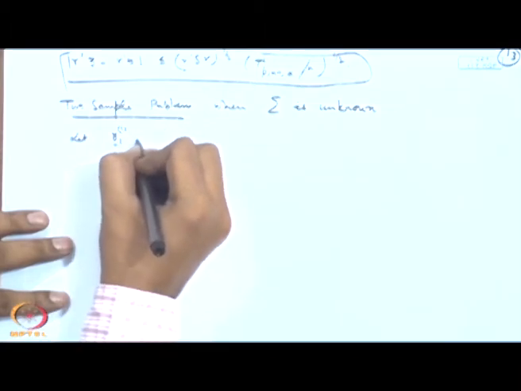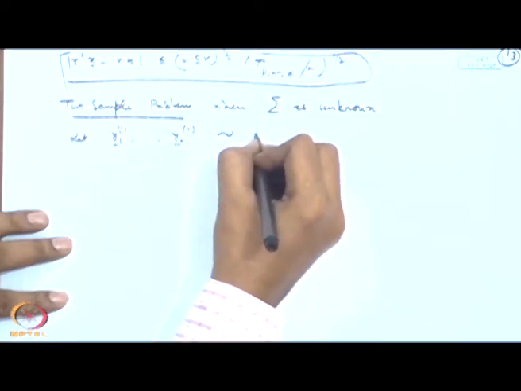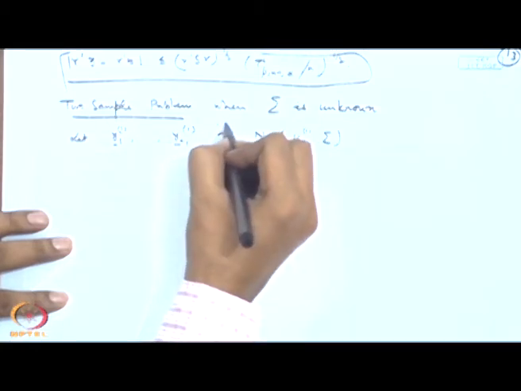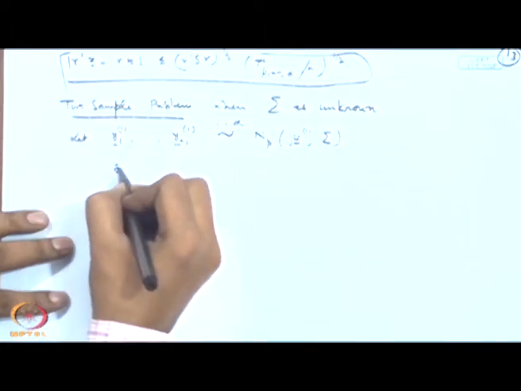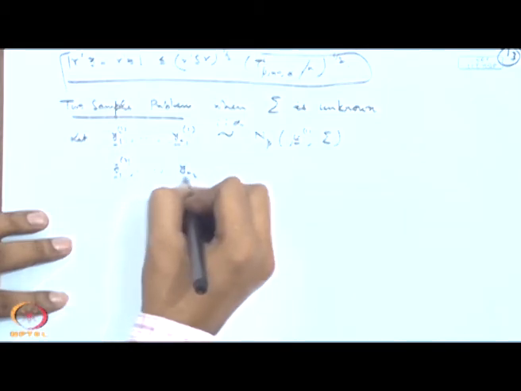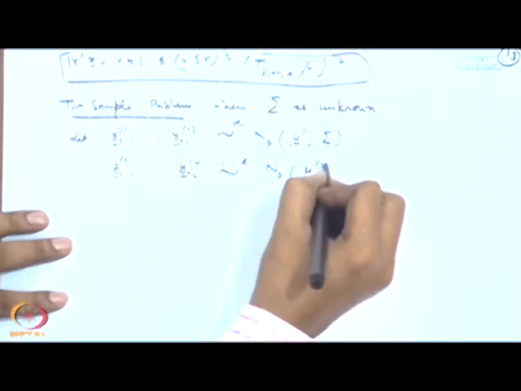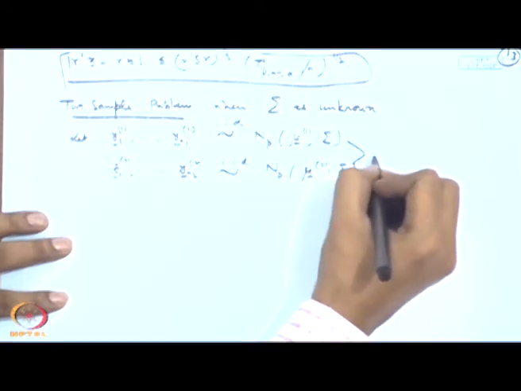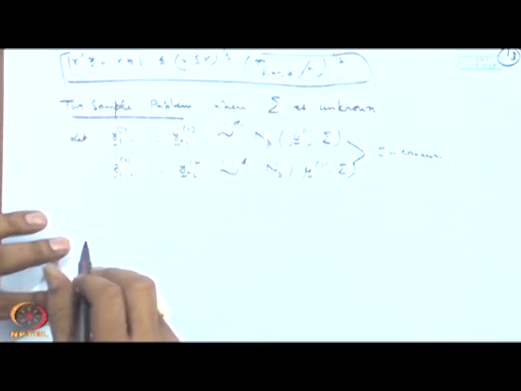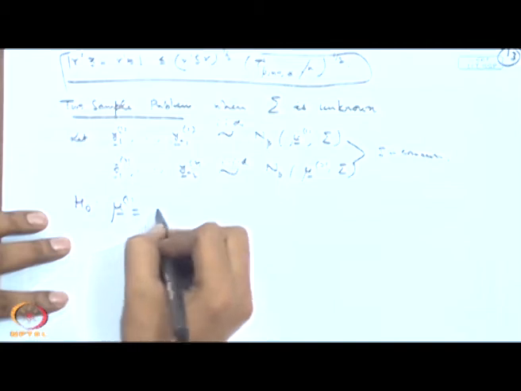So, if I consider y 1 1 and so on, y n 1 1, this is a random sample from N p mu 1 sigma. These are independent and identically distributed, and similarly I consider y 1 2 and so on y n 2 2. This is a random sample from N p mu 2 sigma. So, these two are the same, sigma is common, but unknown. And now, as before, we will be testing equality of the mean vectors.